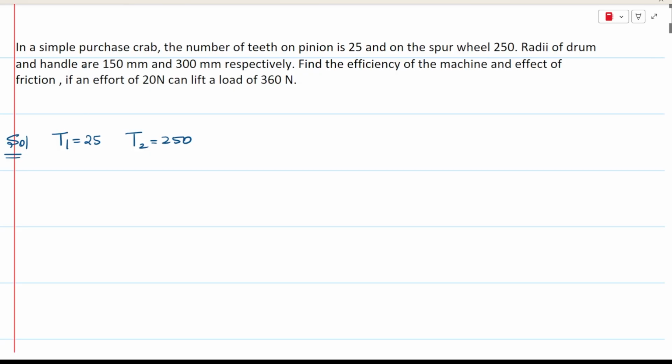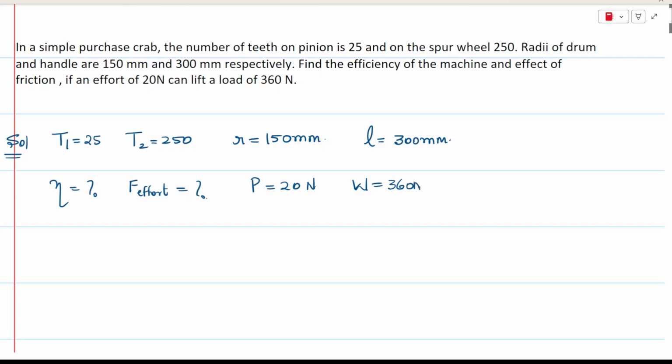On the drum side, we will be seeing the load that is being lifted. So the radius of the drum, that is small r, is equal to 150 mm, and the length of the handle onto which the effort is given as input, L, is equal to 300 mm. Efficiency of the machine is how much? Effect of friction, that is frictional effort, and if an effort of 20 Newton can lift the load. So effort is given as 20 newtons and load is 360 newtons.